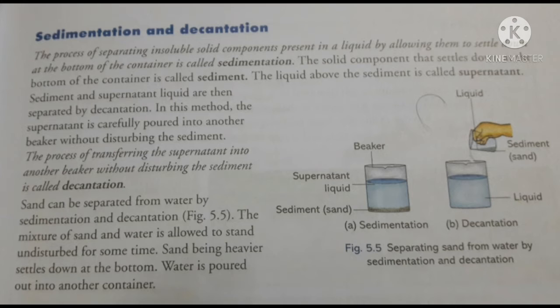Sand can be separated from water by sedimentation and decantation. You can see figure 5.5. The mixture of sand and water is allowed to stand undisturbed for some time. Sand, being heavier, settles down at the bottom. Water is poured out into another container. In this way, the mud is separated from the water, and we can get clear water by the decantation process.